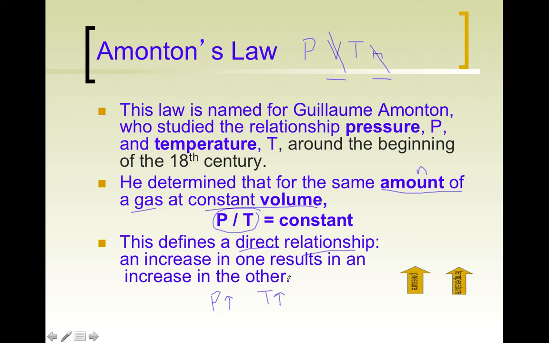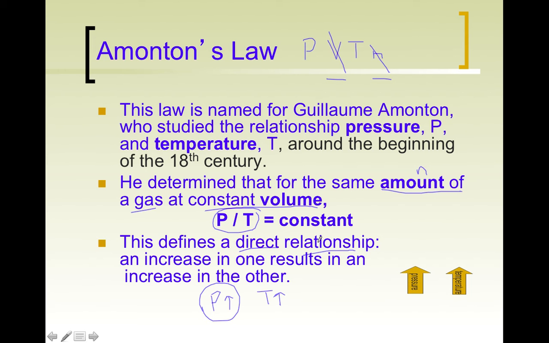If I increase or raise the temperature of the particles inside that container, think about it this way: if you increase the temperature, those particles are going to be gaining some kinetic energy. If they're gaining kinetic energy, they're going to be hitting the walls of that container a lot more, which in turn is going to increase that pressure, because that's really what gas pressure is: how much those particles are actually hitting the walls of the container.